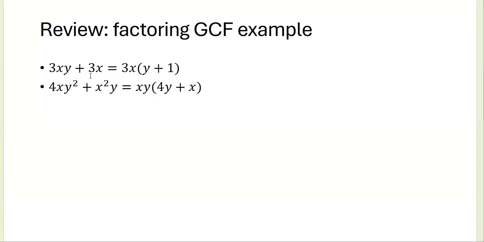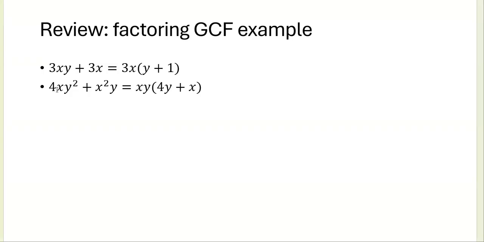There's a 3 in both terms. There's an x in both terms. So we can factor that out of both terms. So it becomes 3x times in parentheses. What's left? If we take out a 3x from the first term, we're left with y. If we take out 3x from the second term, we're left with the 1. So in the parentheses, it's y plus 1. Okay, and notice if we distribute it back, you get 3xy plus 3x.